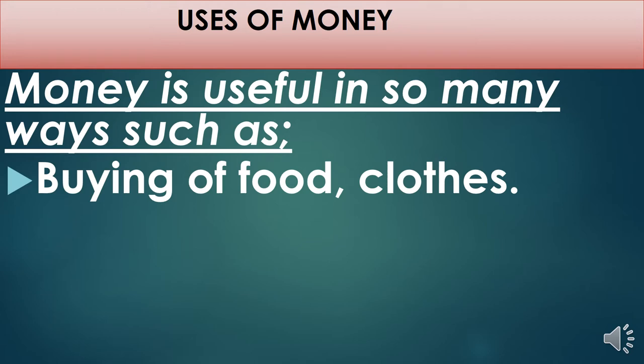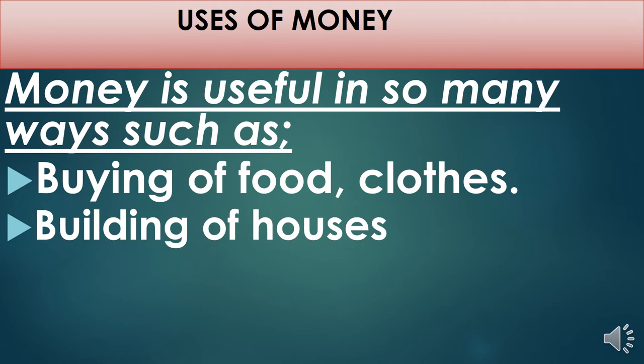Okay? All right, we use money in building of houses. Now, how do we use money to build houses? When you want to build a house, you must have a land to build a house. If you don't have a land, what do you do? You buy the land with money. Right? You buy the materials for building the house with money. You pay the laborers, the workers with money. You pay the contractor in charge of the work with money. You see? So everything about building of the house is all about what? Money.